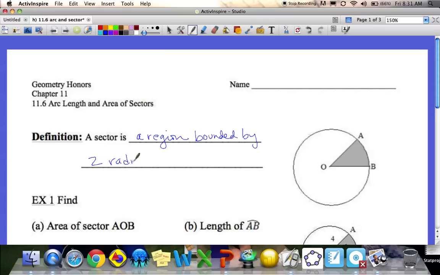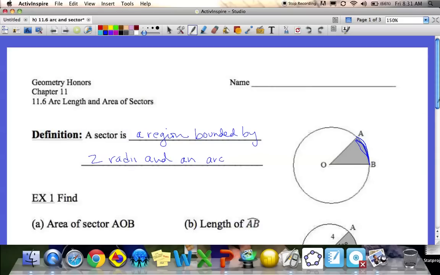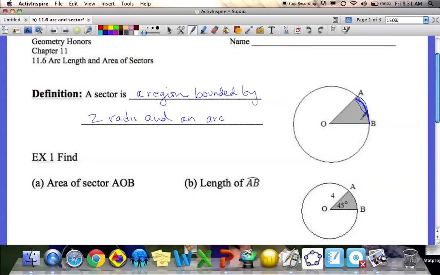An arc is represented by the length from A to B along the circumference of the circle. That would be the arc, and the two radii are AO and OB. How would we find the area of sector AOB in the diagram below?